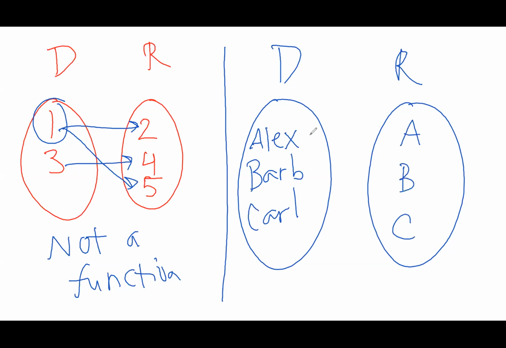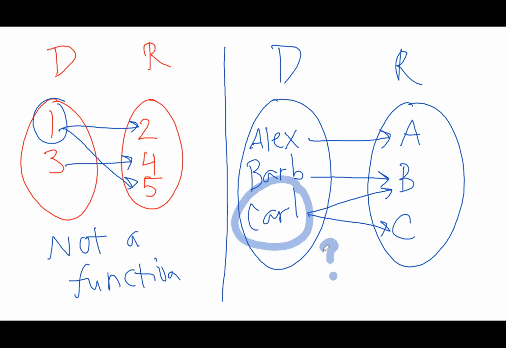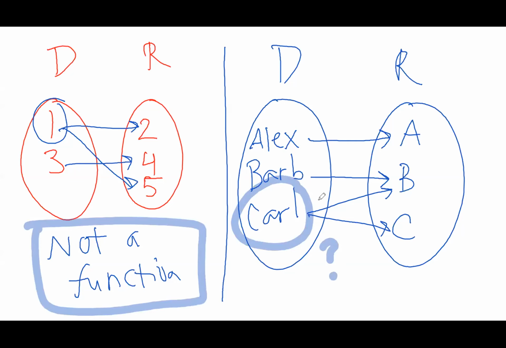Here's what I'm going to do. Alex earns an A. Barb earns a B. Carl earns a B and a C. What? See how that makes no sense? I can't give Carl 2 grades. So this is a problem. This is another example of not a function. Okay, because Carl is apparently getting 2 different grades in this class.